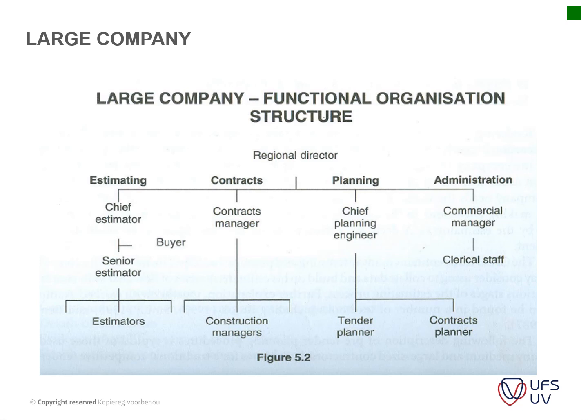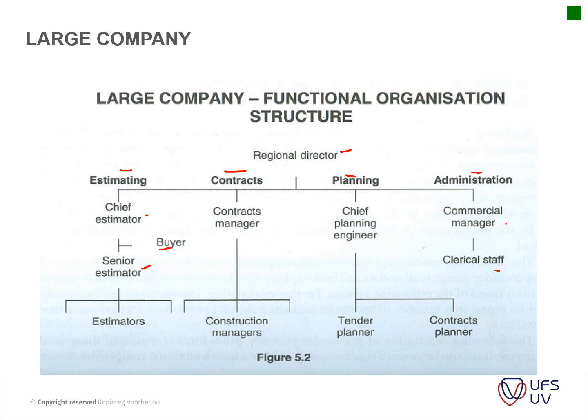Okay, and then your large companies will usually have an estimating department, contracts department, planning division, and then administration, your commercial manager and clerical staff working with the financial side or the admin side of the company. And then you might have a regional director at the top. So you've got your chief estimator, then your senior estimator, and then you've got a buyer. The buyers are not estimators, but they usually do the actual buying from suppliers and so on. They are the people that negotiate the best prices from suppliers.